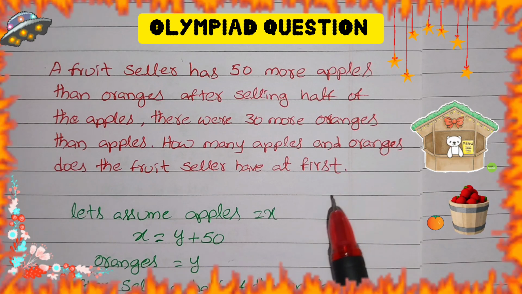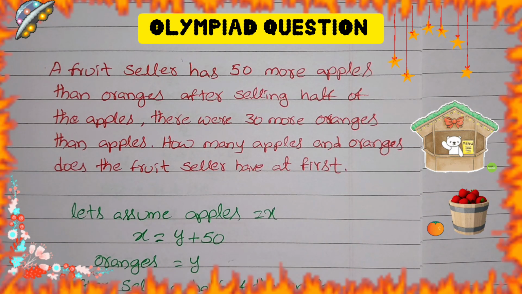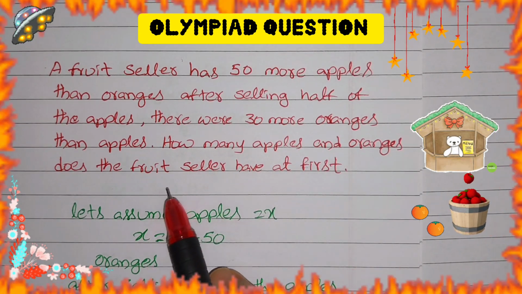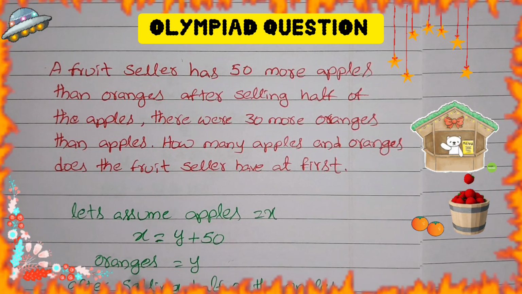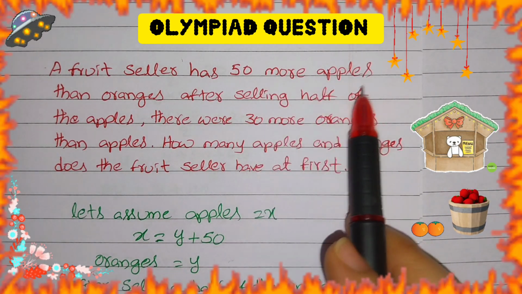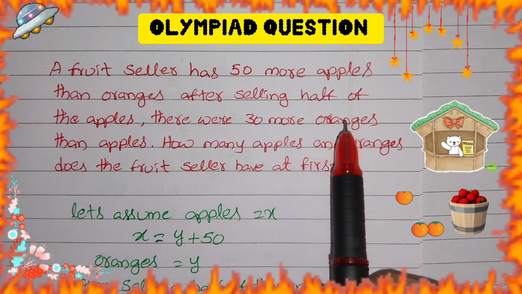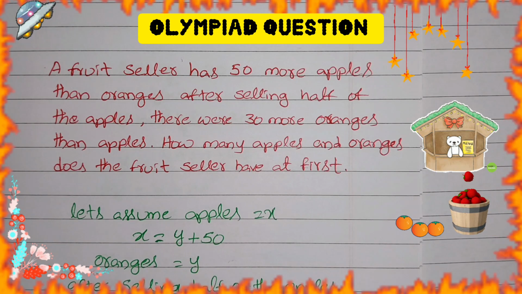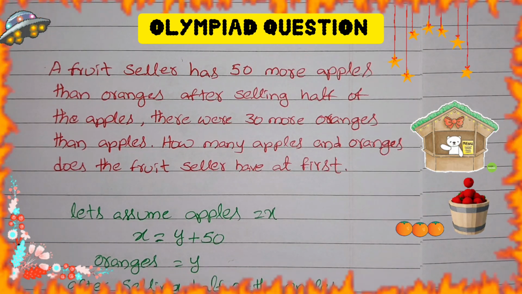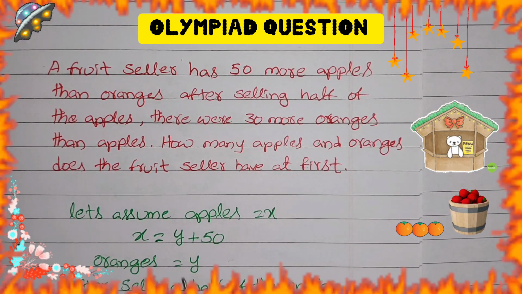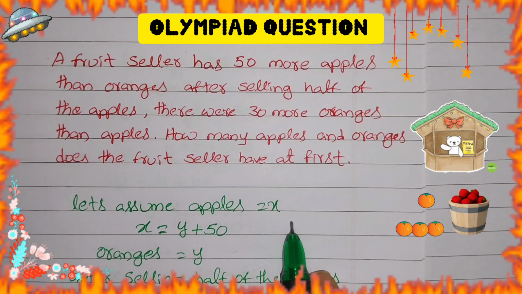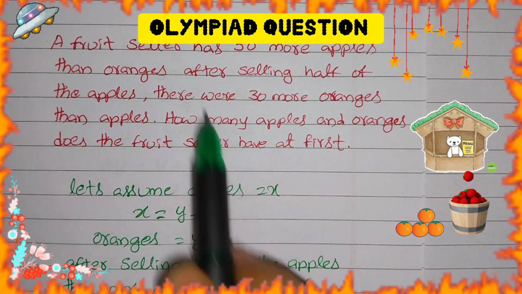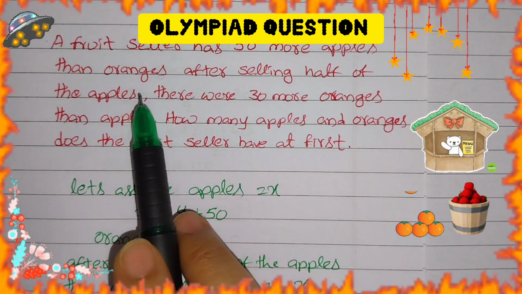Read the question carefully and understand what they have given and what we have to find. We have to find how many apples and oranges the fruit seller has at first, and they have given that there are 50 more apples than oranges, and after selling half of the apples, there were 30 more oranges than apples. Let's assume that apples equals x equals y plus 50, because there are 50 more apples than oranges, and assume that oranges equals y.